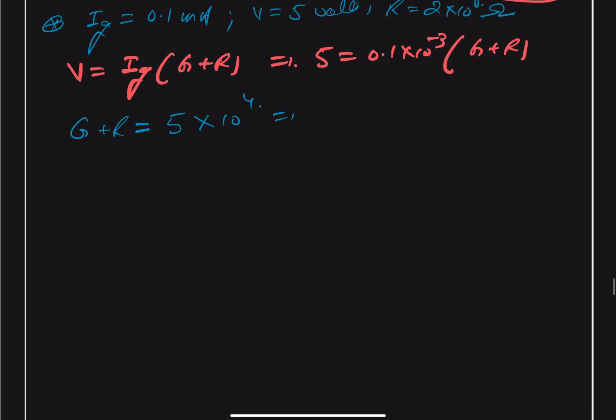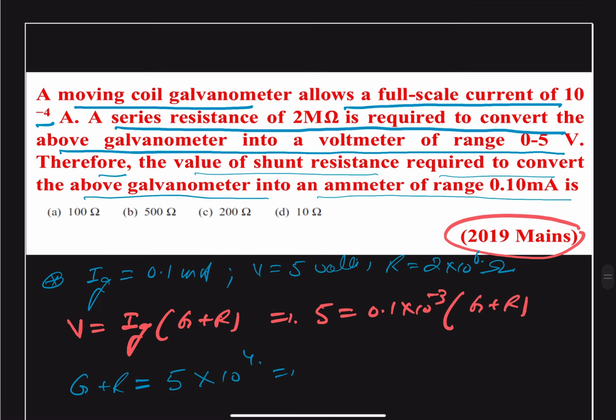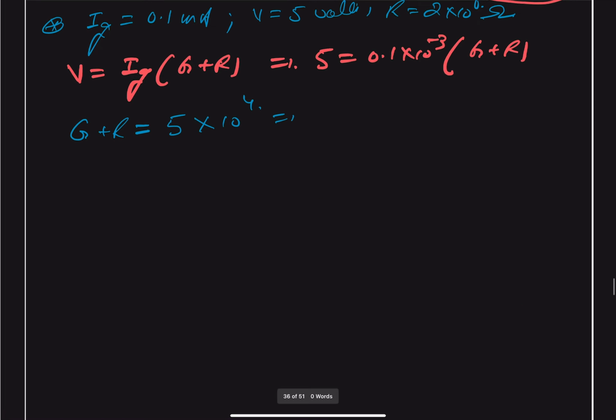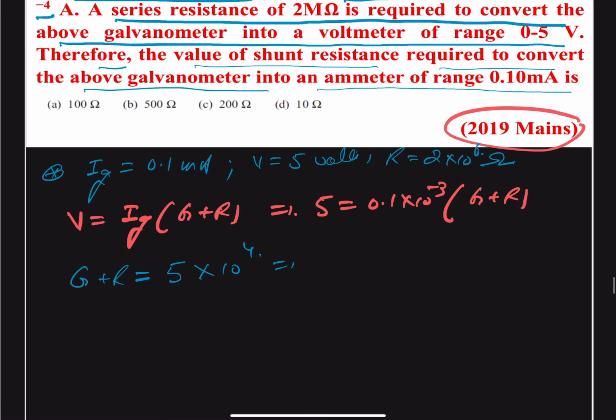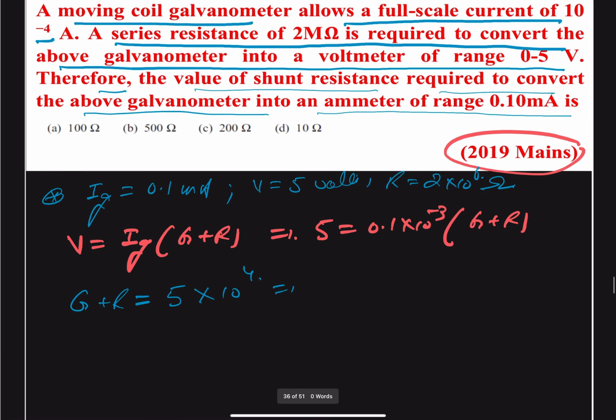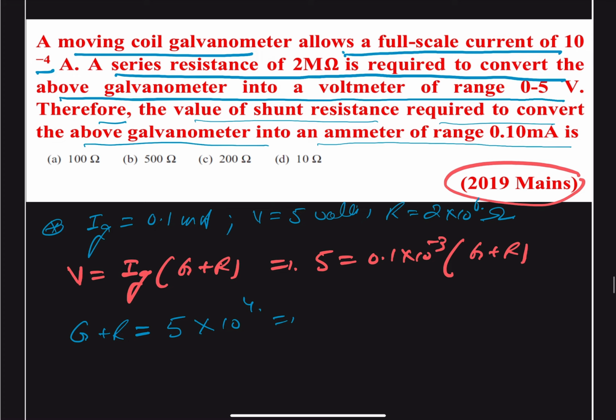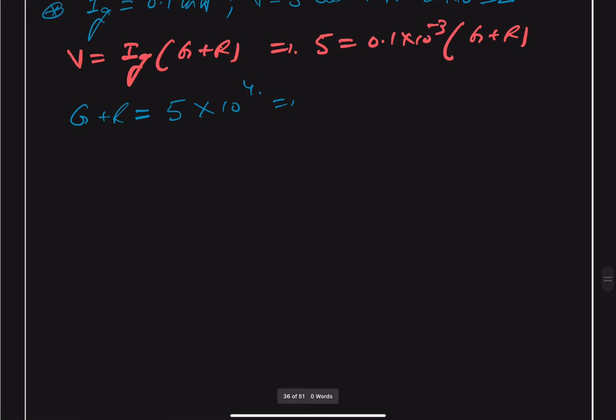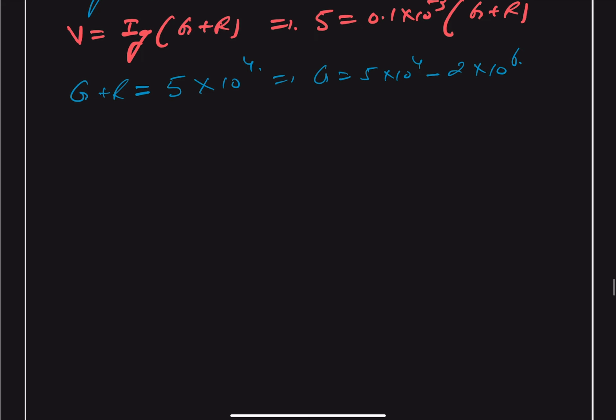and we already know the value of R is given as 2 mega ohm. So we can write G is equal to 5 into 10 to the power 4 minus 2 into 10 to the power 6, and this basically gives us that G is negative, which is not possible.